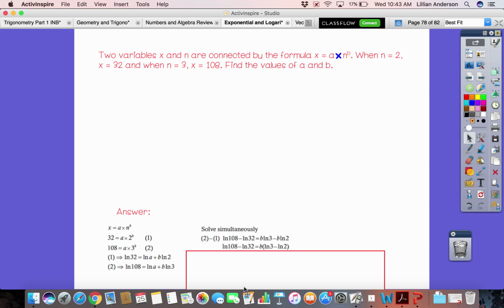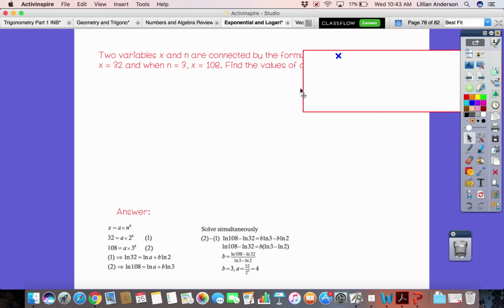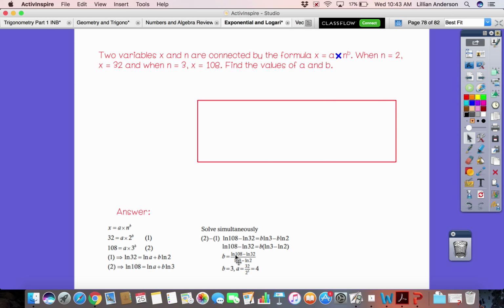You could factor out a b, of course. And then you would divide. And so b would equal the ln of 108 minus the ln of 32, all over the ln of 3 minus the ln of 2. And actually, this could have been done without a calculator, because when you condense it, you would end up getting b equals 3, because you would divide 108 and 32, and then 3 and 2, and then basically you would end up just dividing them all together.